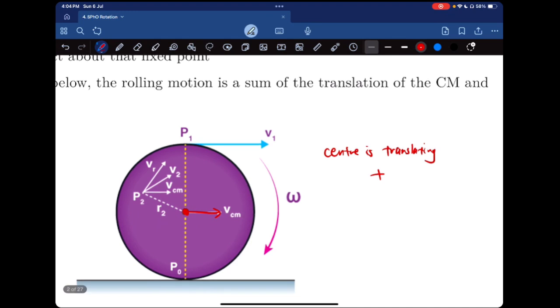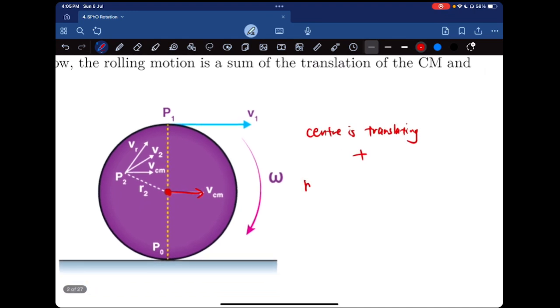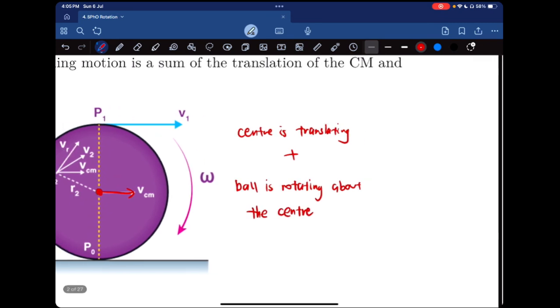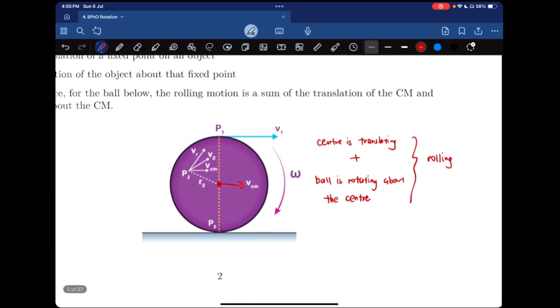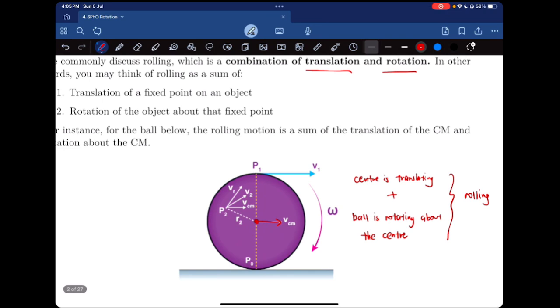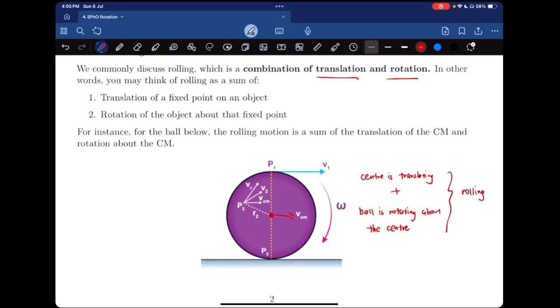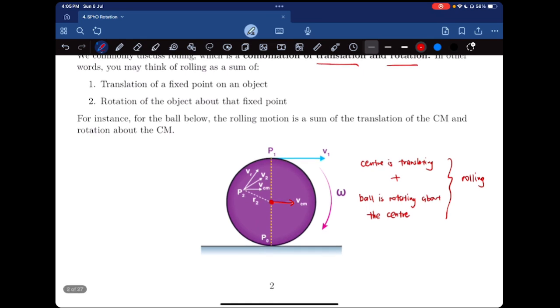and your ball is rotating about the center. And this gives rise to rolling. So here we see that rolling can always be broken down into translation and rotation. This will be quite useful when you want to analyze how the velocity vectors and everything interact with each other.